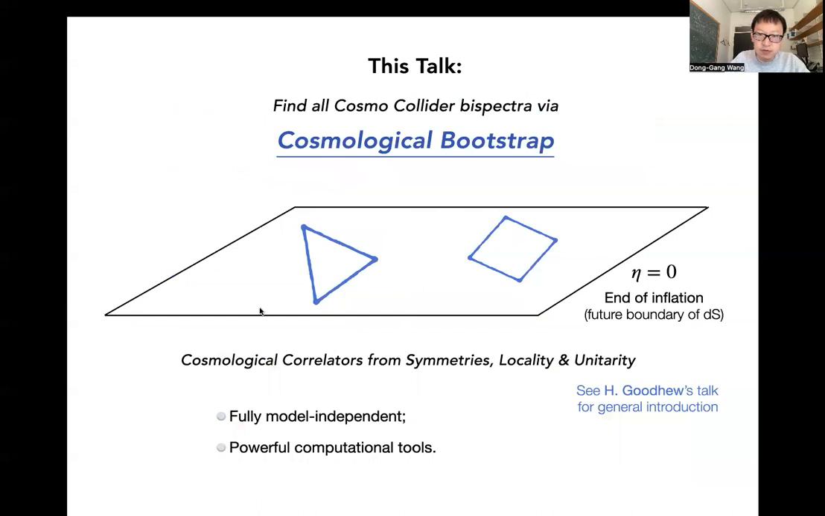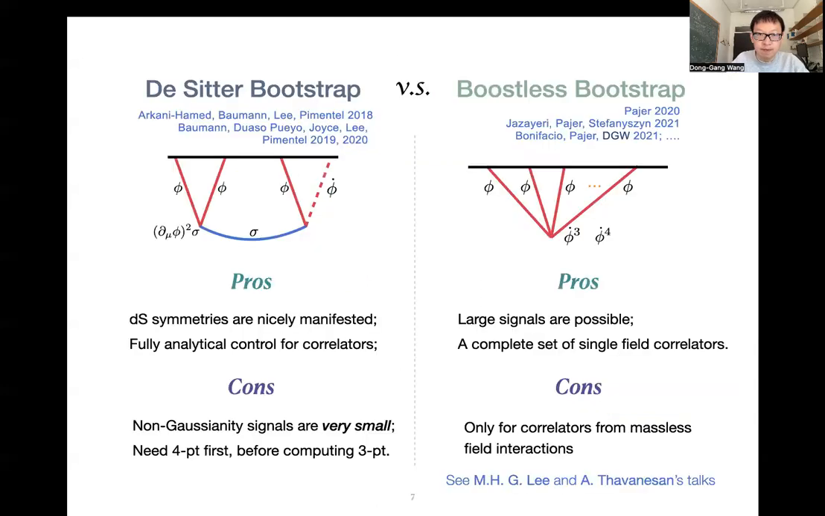The basic idea of the cosmological bootstrap is to study correlators from inflation, just focusing on the final result at the end of inflation. Harry Goodhew will give a general introduction about this topic in his talk. This is a fully model-independent approach, and it also gives us very powerful computational tools, as I will show right now. In the literature, there are two basic approaches towards the cosmological bootstrap.